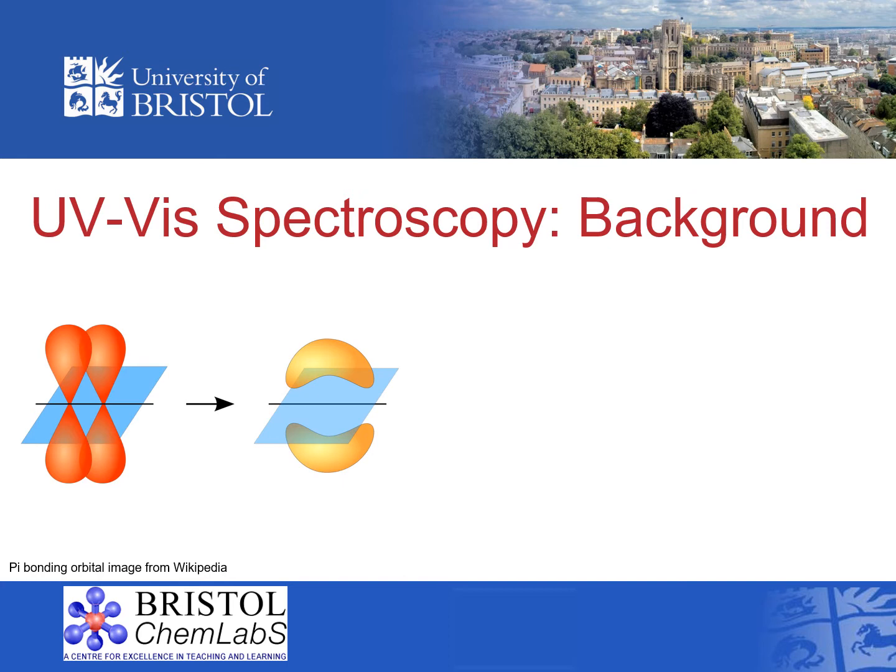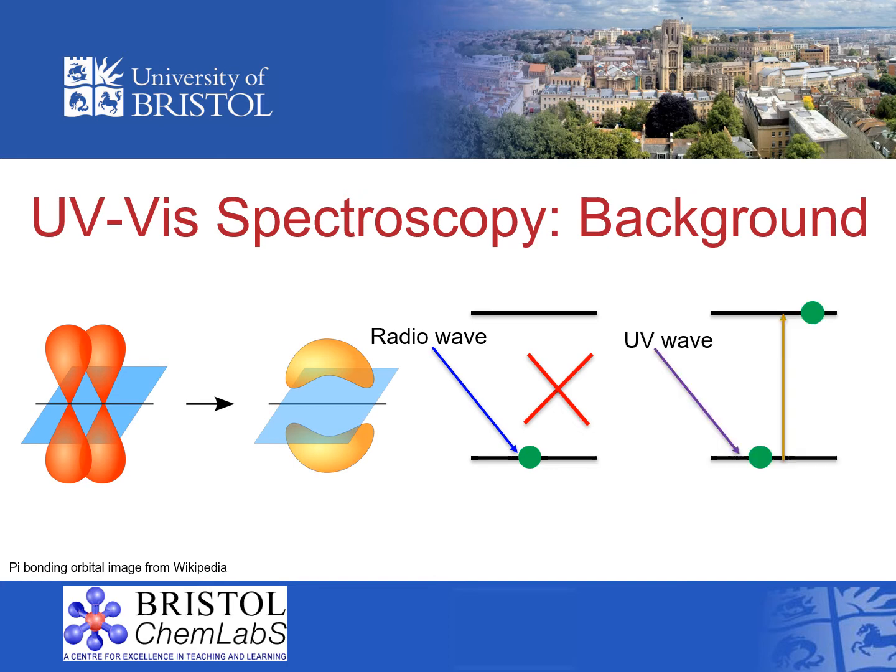Delocalized pi electrons in the double bond can absorb bond-specific wavelengths of light in the UV-Vis region, exciting the electrons. For example, a radio wave doesn't have a high enough energy to excite the electrons to a higher energy state available, but a UV wave does.